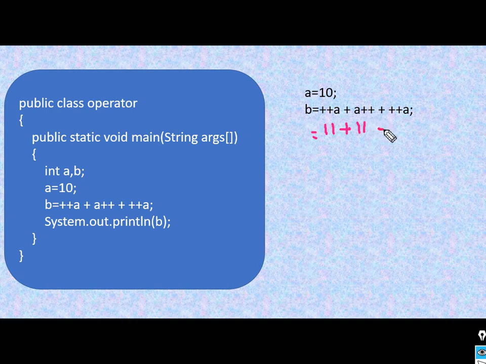12 plus, again here you have plus plus a, so first it has become 12, now it will become 13 with plus plus a, so we write down 13. So this is how we get 11 plus 11 plus 13. So our value of b will be equal to 25. So this is the output we got just now when we compiled this program, and we saw that the value of this expression is 25.